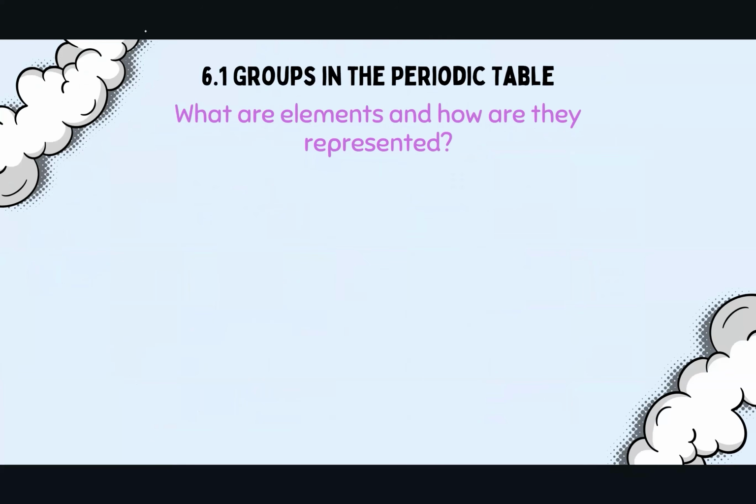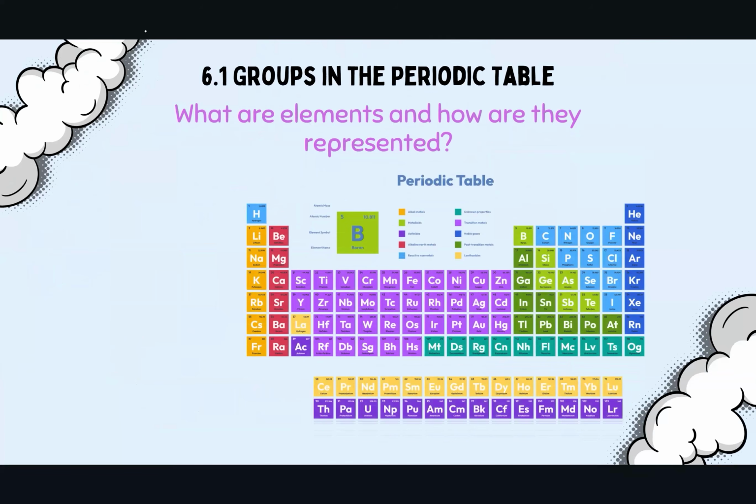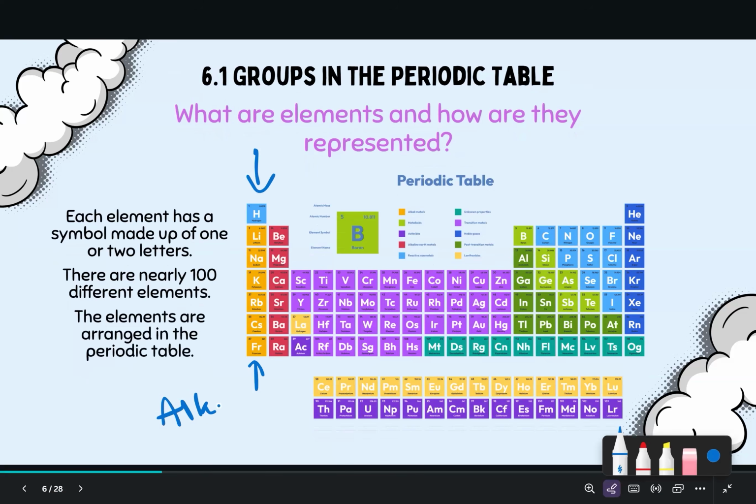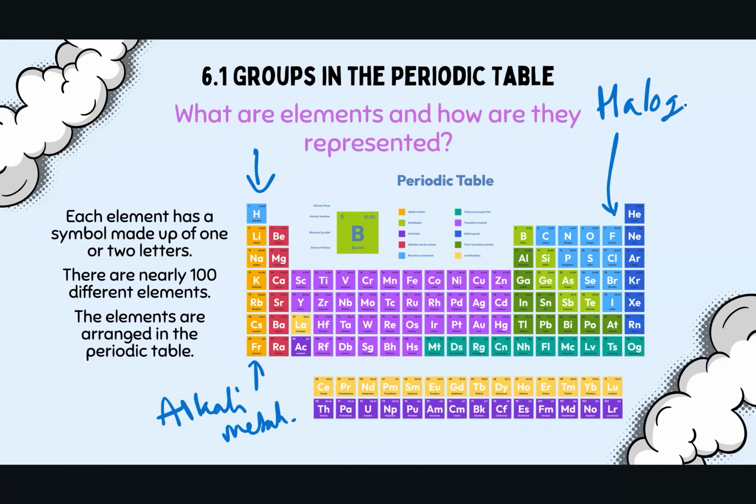6.1 on the specification, it says explain why some elements can be classed as alkali metals, halogens, or noble gases based on their position in the periodic table. So if it's in group 1, put really simply, it is an alkali metal. So group 1 are alkali metals. Group 7 are what we call the halogens. And group 8 are the noble gases.